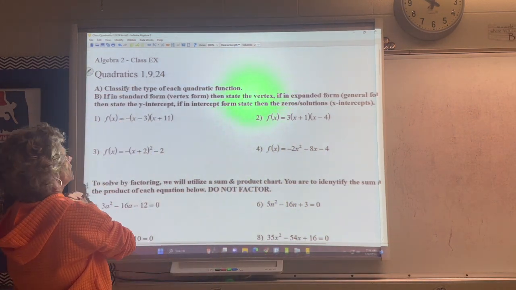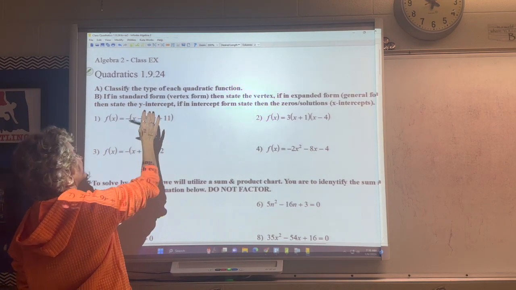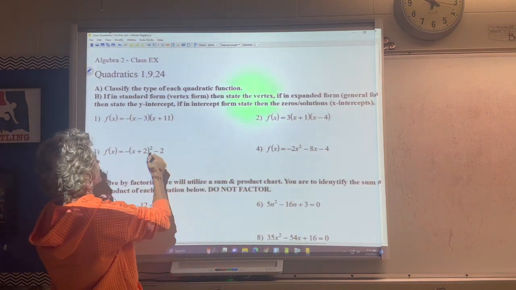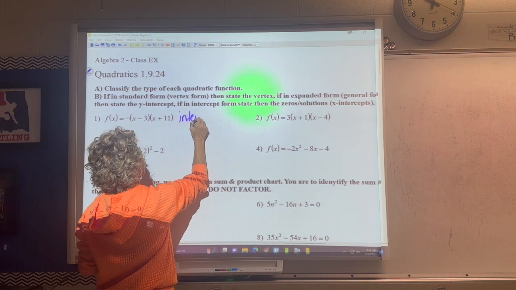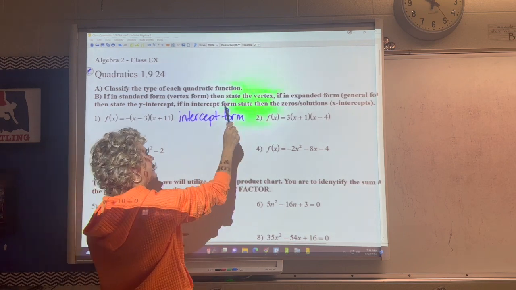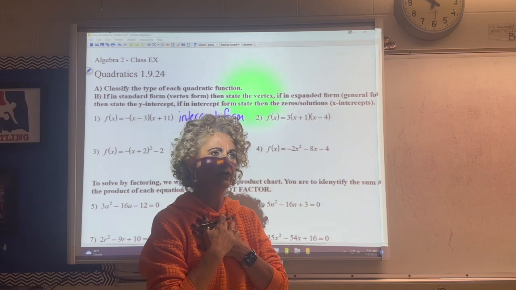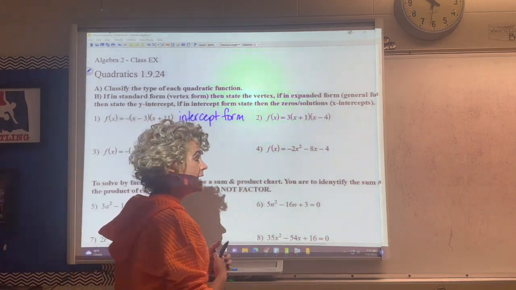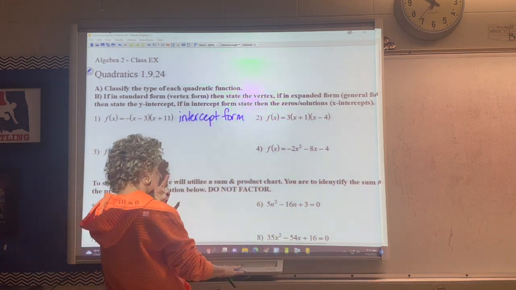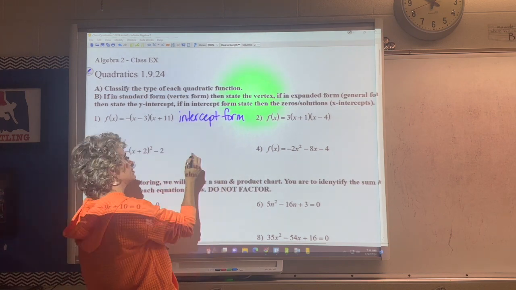So, number one right here, we have x minus 3, x plus 1. This is in our intercept form. It does identify our x-intercepts. So we're going to write intercept form. And now we're going to pay attention. It does not tell me to state the x-intercept. It says state the zeros and or the solutions, because zeros and solutions are interchangeable as far as asking for them. So we're going to put this in solution set form.